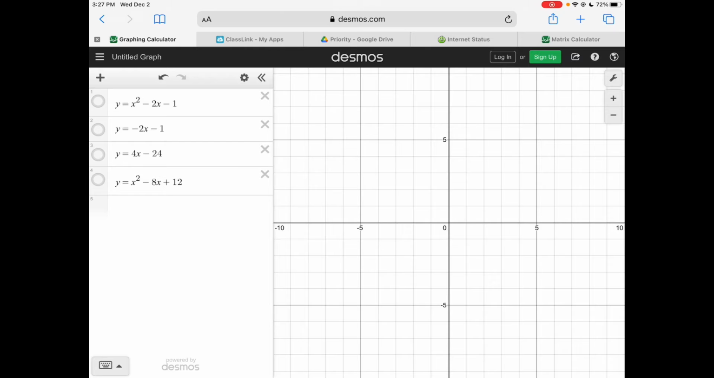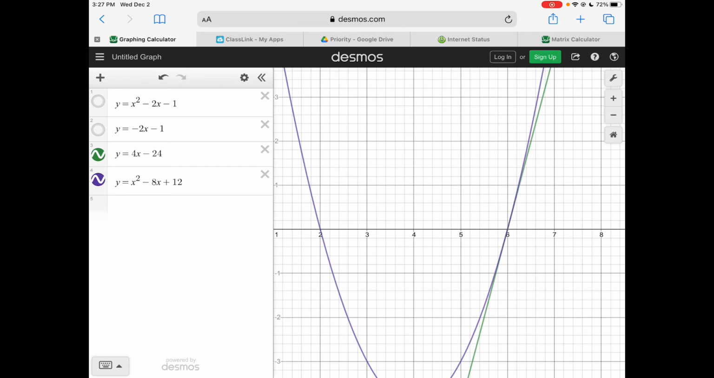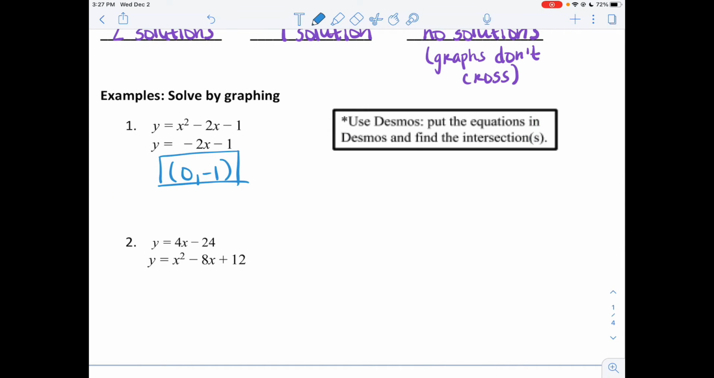All right, here we are back in Desmos, and now I have the line represented by the green and the parabola in purple. Let's go ahead and zoom in and see where our intersection is. So it looks like our intersection is at 6, 0. That's where the line and the parabola cross, so that is our one solution in this case. We saw from Desmos that our intersection was at 6, 0, and so that is our solution.